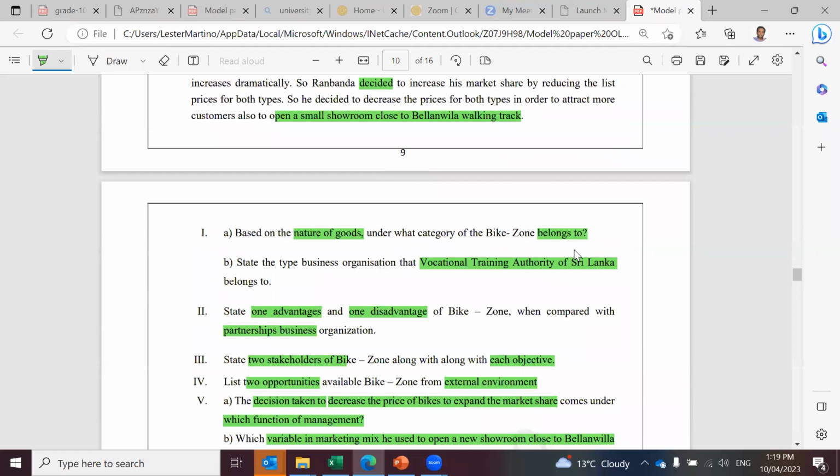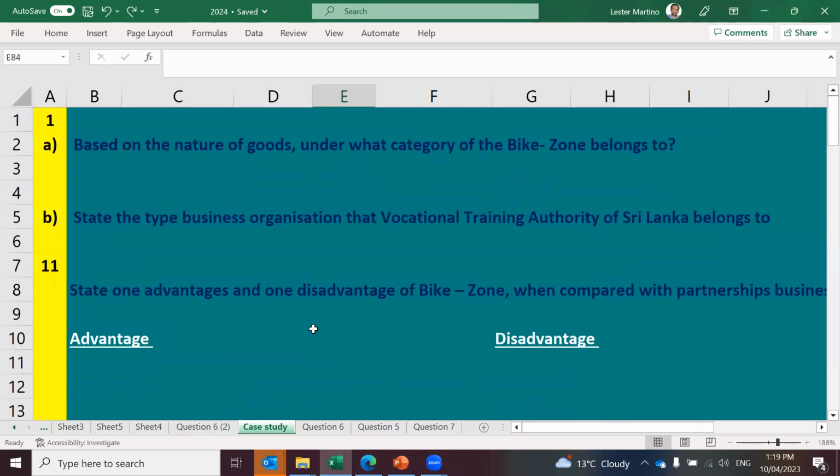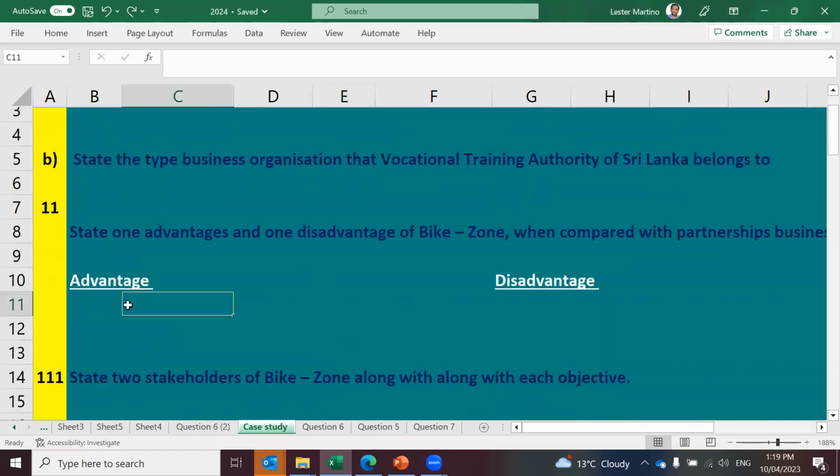State one advantage and one disadvantage compared with the partnership business. So you can take 100% profits belongs to the sole trader.